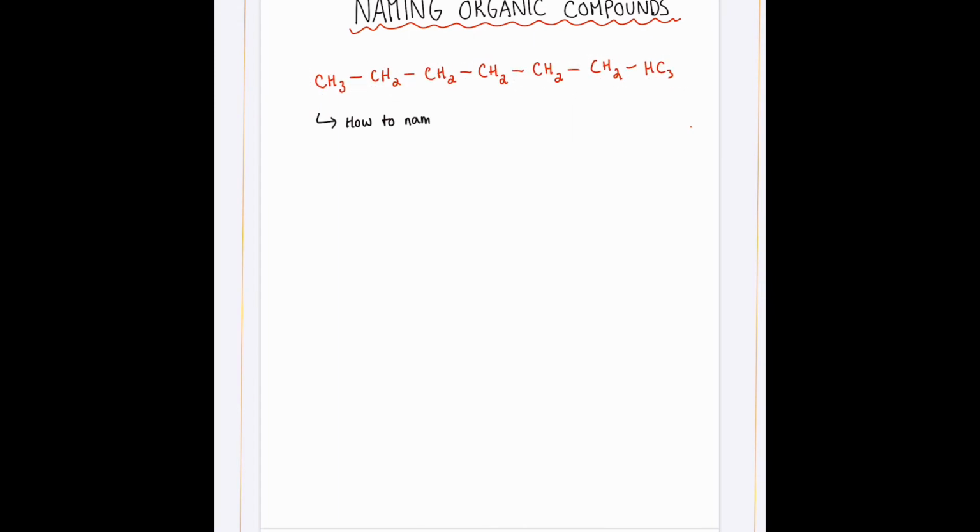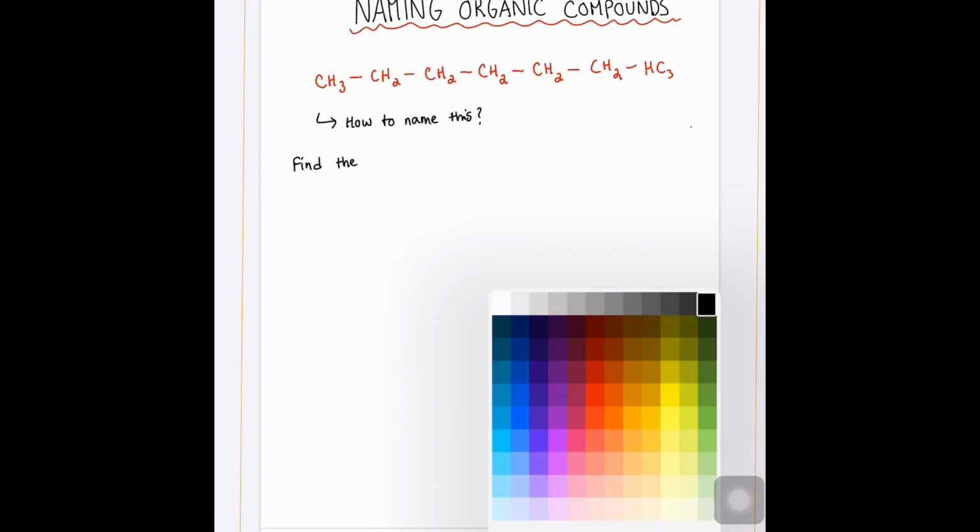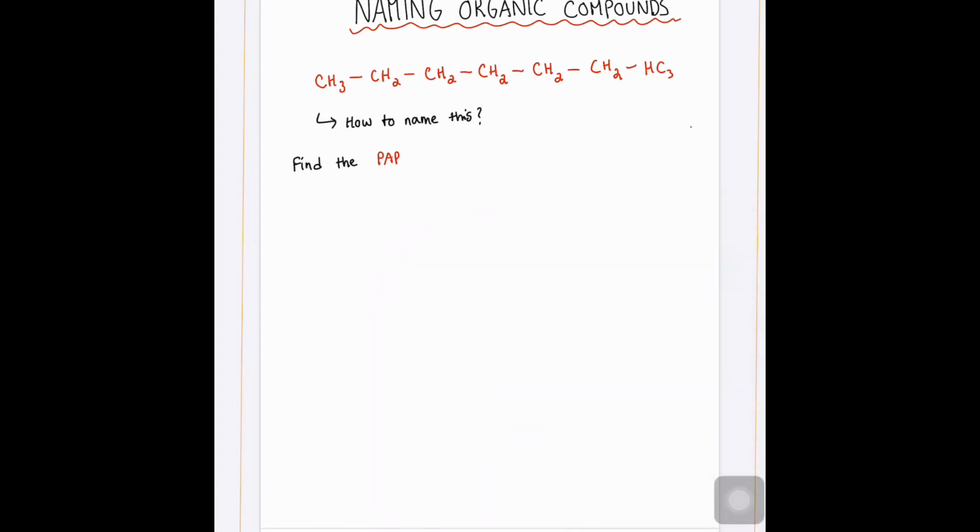How exactly would we name this organic compound? There are a couple different steps for naming an organic compound. First and foremost, we need to find the parent chain of the compound. The parent chain is the longest continuous chain of carbons in the compound.